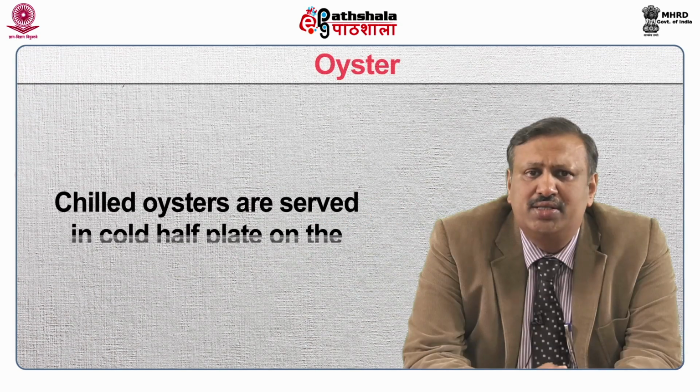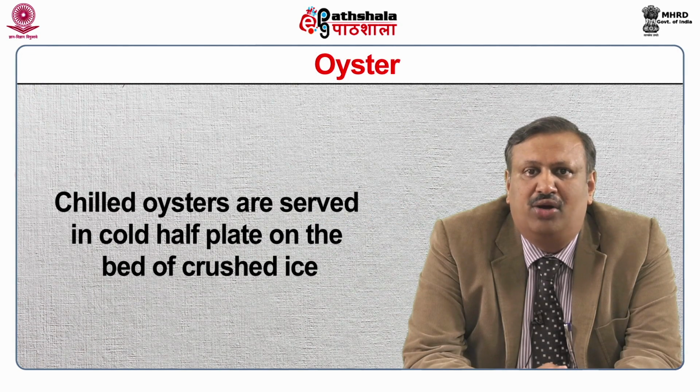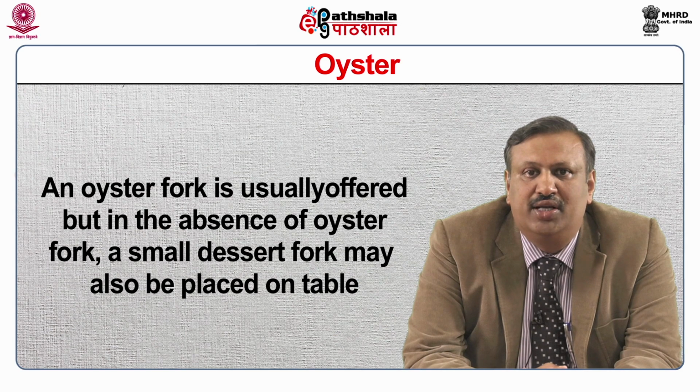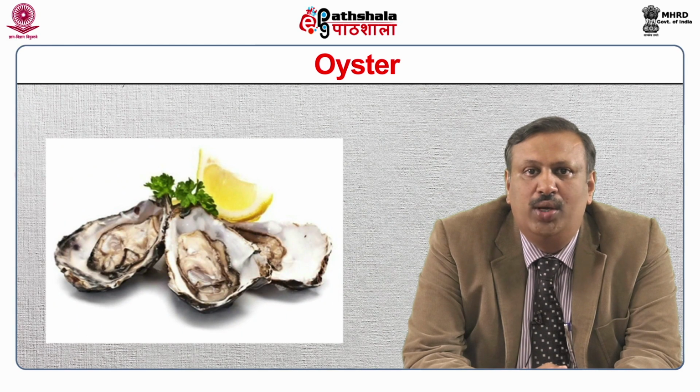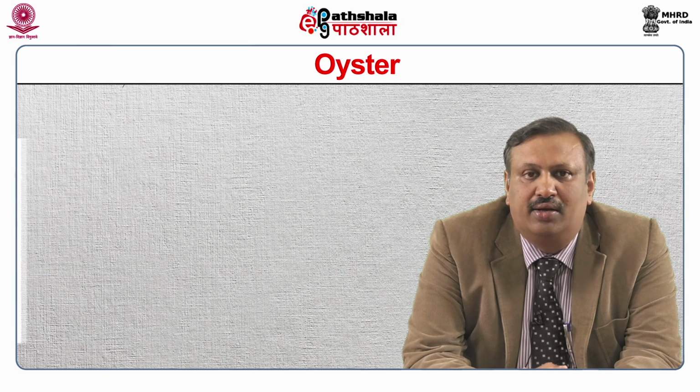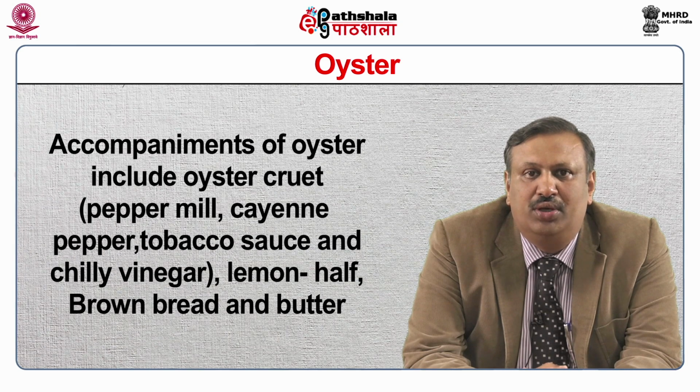Oyster. Chilled oysters are served in a cold half plate on a bed of crushed ice. An oyster fork is usually offered, but in the absence of an oyster fork, a small dessert fork may also be placed on the table. Oysters are generally eaten by holding the shell in one hand and the fork in the other hand. The finger bowl with an additional serviette should be provided because oysters are taken by hand. Accompaniments of oysters include oyster cruet, tabasco sauce and chili vinegar, lemon half, brown bread and butter.